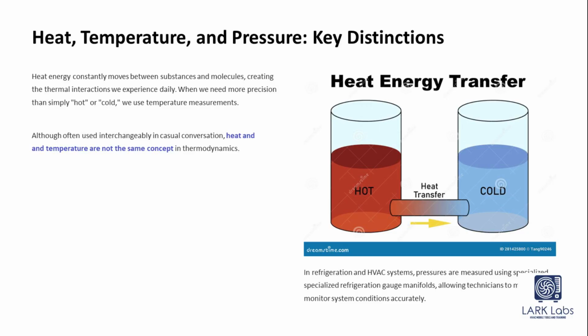Heat energy constantly moves between substances and molecules, creating the thermal interactions we experience daily. To measure these interactions, we use temperature measurements rather than simple terms like hot or cold. In refrigeration and HVAC systems, precise temperature gauges are essential for monitoring system conditions accurately.